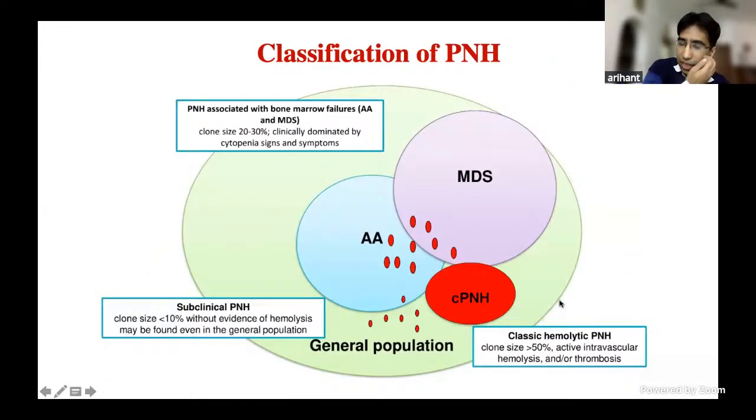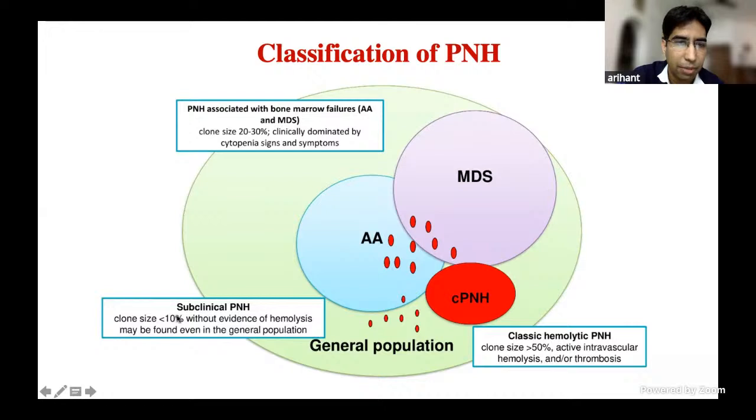The current international classification of PNH guides us to divide PNH into three major subtypes. The first is the classical hemolytic PNH, where the clone size is typically more than 50%, and these patients have active intravascular hemolysis and/or thrombosis. The second is PNH associated with bone marrow failure, or an MDS, where the clone size may be somewhere around 20 to 30%. However, the picture is dominated by cytopenias and symptoms related to that.